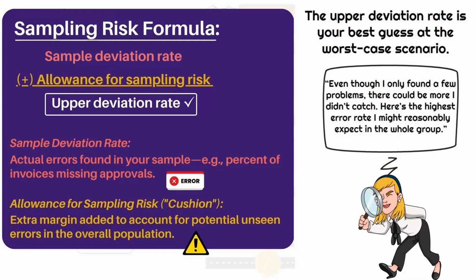You're checking a small portion of a big group to see how many things are wrong. But because you're not checking everything, you leave a cushion, just in case your small sample didn't show the full picture. All right, so it tells you, even though I only found a few problems, there could be more that I didn't catch. So here's the highest error rate that I might reasonably expect within the whole group.